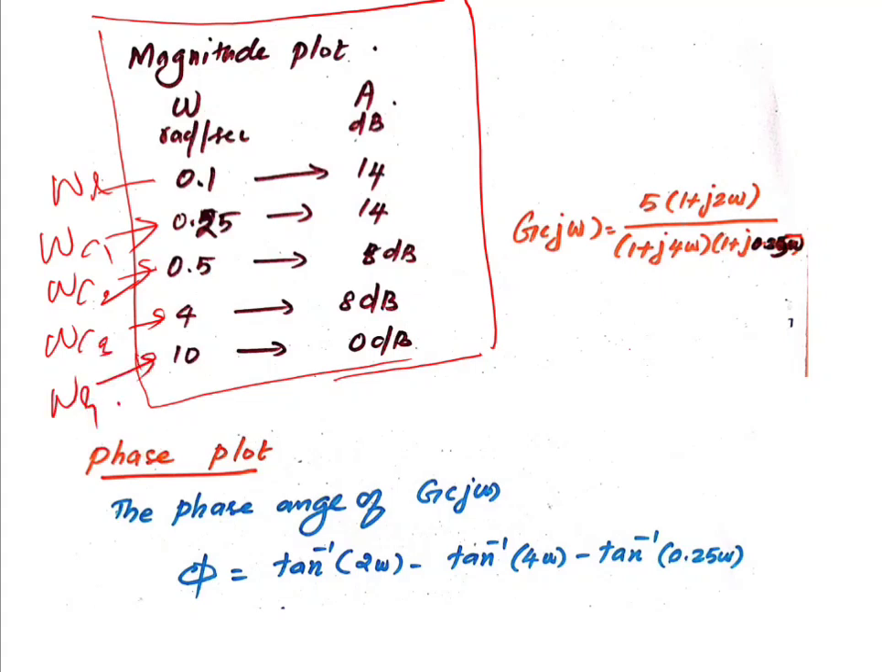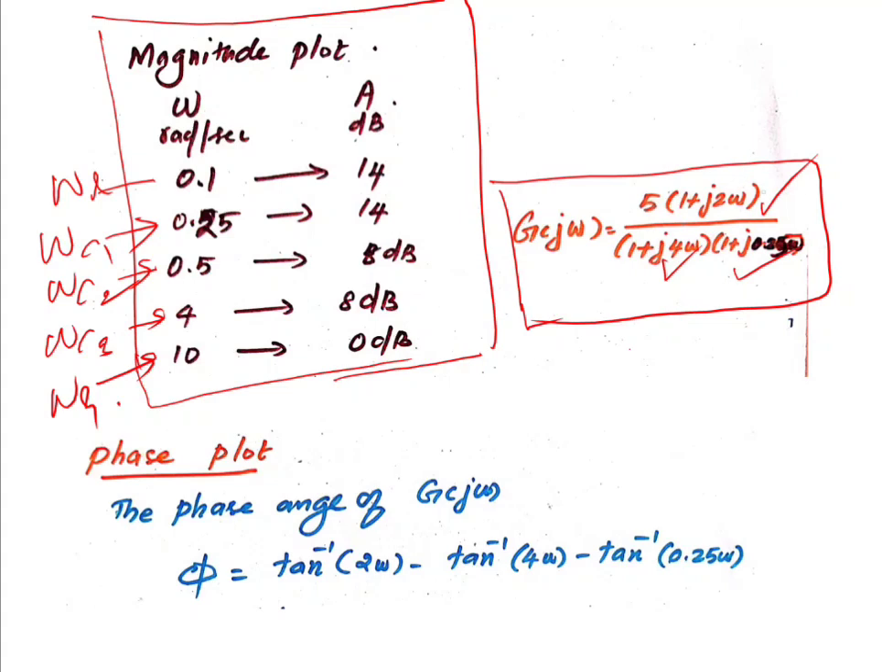Now we have to draw the phase plot. For that, we have to find the phase angle for the given transfer function. This is the transfer function. When you look at this transfer function, we have 3 complex terms, one in the numerator and the other 2 in the denominator. For the numerator, the phase angle is positive, and for the denominator, the phase angle is negative.